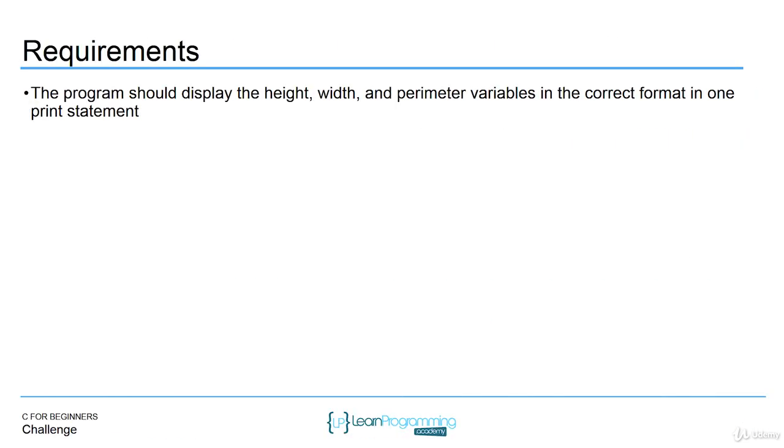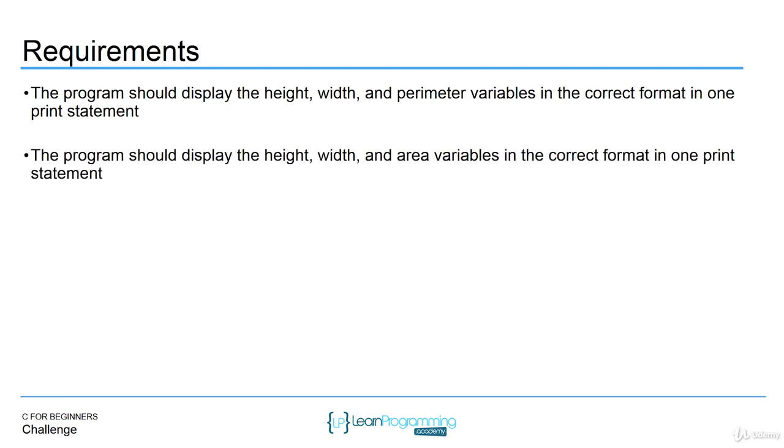Also, what you need as the output for this program is to display the height, the width, and the perimeter variables in the correct format. The other thing that you're going to learn through this challenge is how to use the printf function to display the value of variables. So you're going to need to understand format specifiers. You're going to need to understand an escape sequence for the \n, so you print out line feeds. The first display should be the perimeter. The second display should be the area with the height and the width as well.